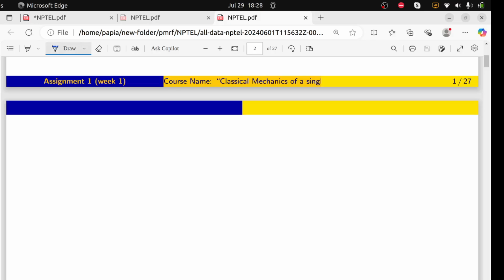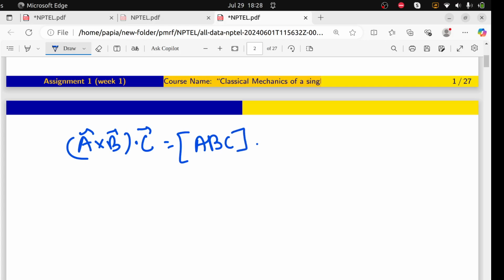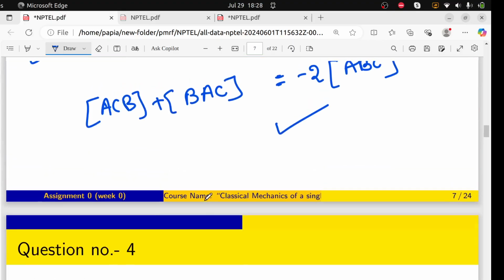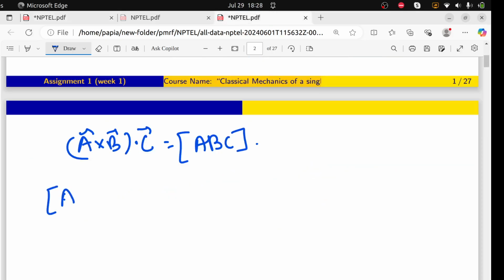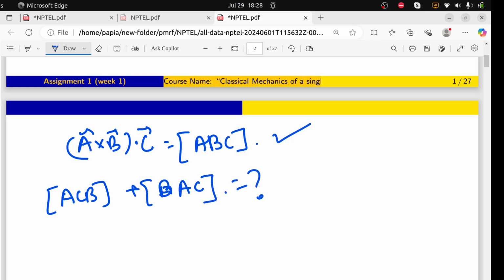In that question, it was written that A cross B dot C, just mention all the arrow signs here. That is written here as ABC. Okay. And what was the question? The question was: what will be the value of ACB plus BAC? That was the question. Okay.